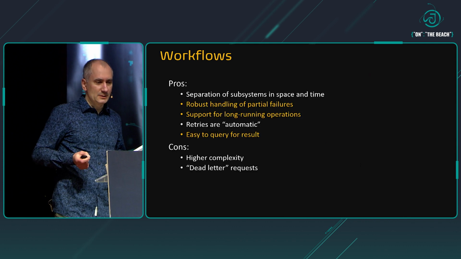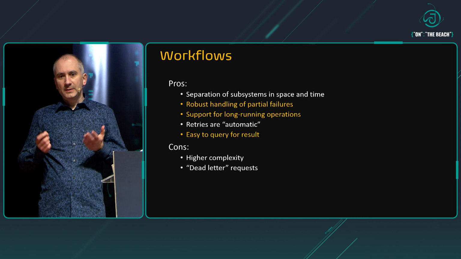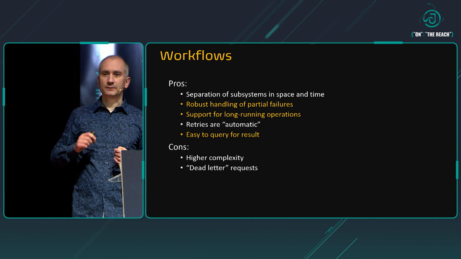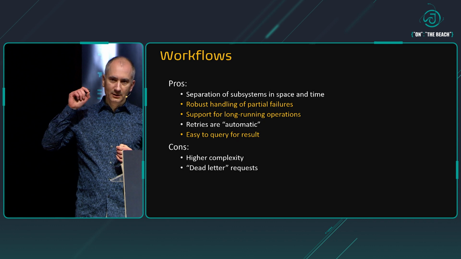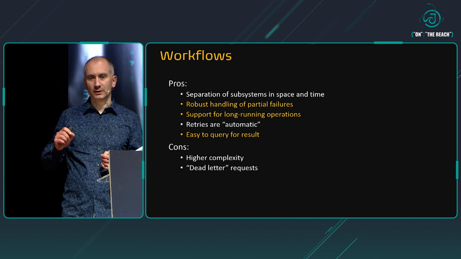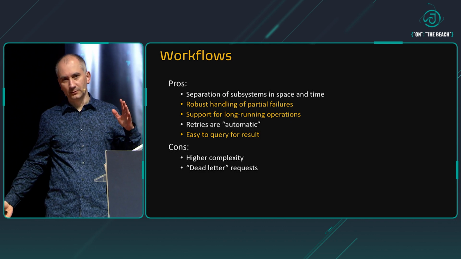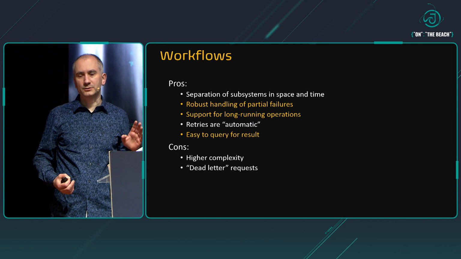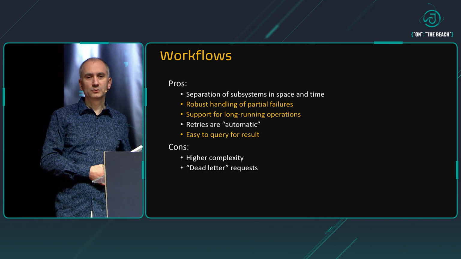So what are the benefits? The main benefit is this robust handling of partial failures. If we succeeded with the first step and failed with the second, we don't retry the first step. We only retry the failed one. We can have 15 steps in our business process. If the first 7 succeeded, we're not going to try to redo them. In the queue case, we would have to do that.